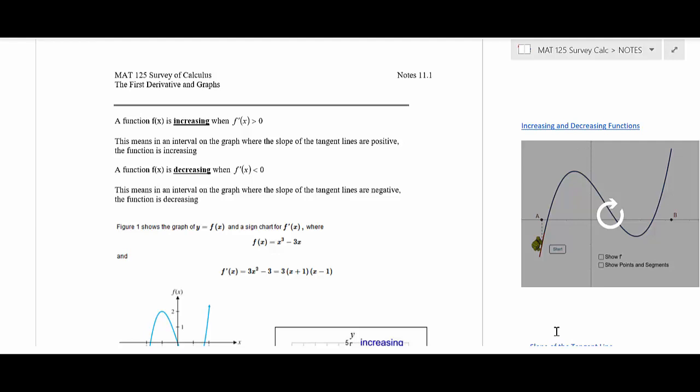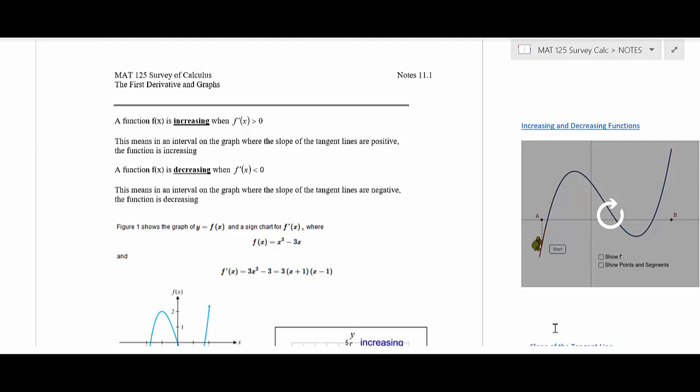Okay, so to get going on this, what we're going to do is look at functions, first derivative, graphs, and talk about how we can use calculus to find lots of things about a function, like whether it's increasing and decreasing, max and min, and things like that.